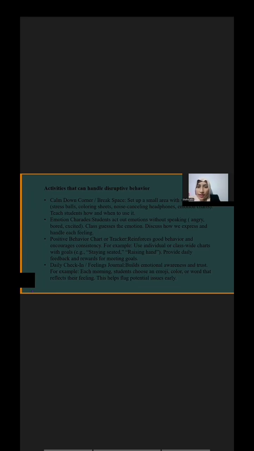And fourth, a daily check-in or feeling journal. Build emotional awareness and trust. For example, each morning, students choose an emoji, color, or word that reflects their feelings. This helps flag potential issues early.